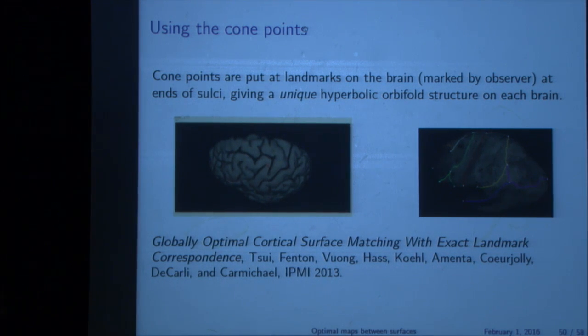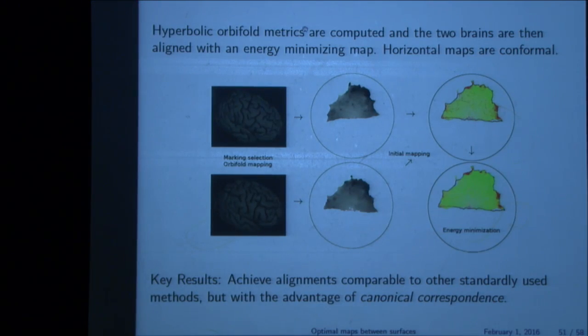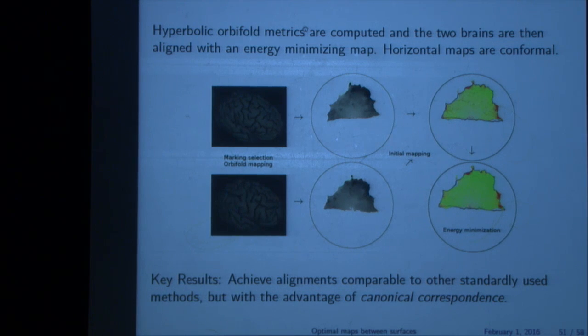When you align two orbifolds, you have to determine a homotopy class, which is given by marking these, and the markings are essentially given by these sulci lines. That gives you a way to align two brains, and we did this for a collection of brains. This is an example. These were two initial brains. They've been cut open along these sulci, and the hyperbolic structure was computed, and here they are in the hyperbolic plane in each case.